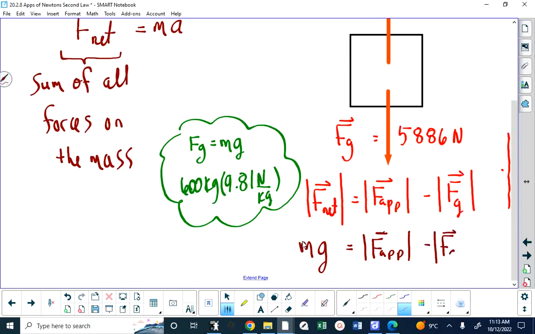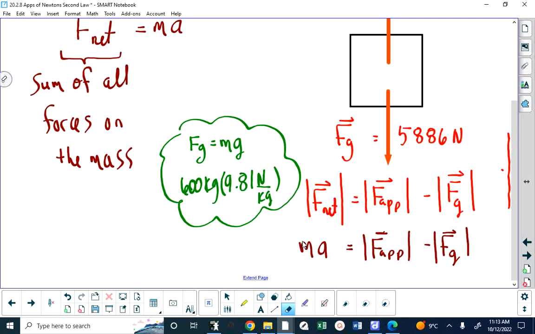I just made a grievous error in what I wrote. What is the mistake that I made there? It's a horrible mistake. Right. I wrote mg. It's not mg, it's ma. A is the acceleration. g is 9.81. They're different things.